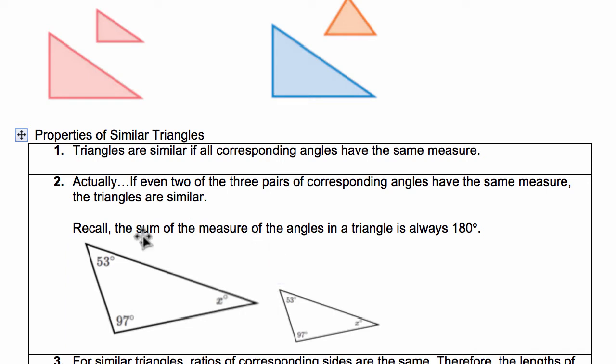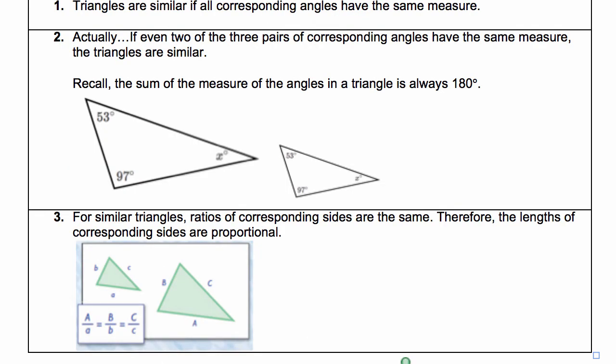Thus, if you have 2 pairs of corresponding angles that are the same measure, you really have 3 pairs of corresponding angles that are the same measure. Hence, the triangles are similar. Finally, property 3 states, for similar triangles, ratios of corresponding sides are the same. According to our alternative definition of proportionality, this means the lengths of corresponding sides are proportional.